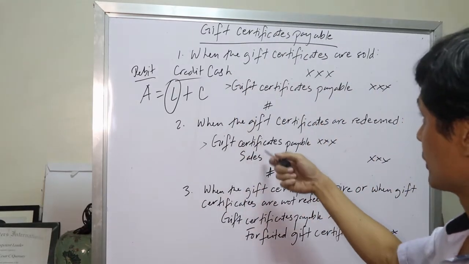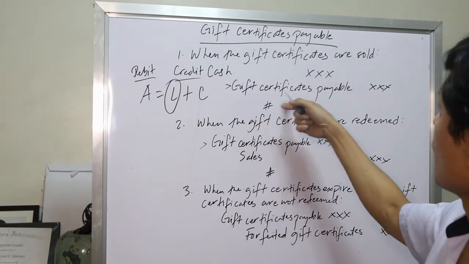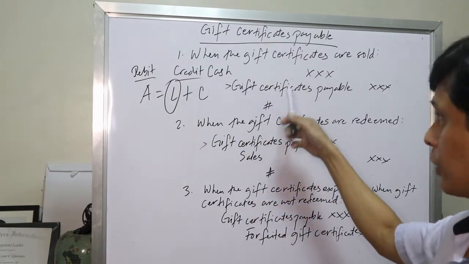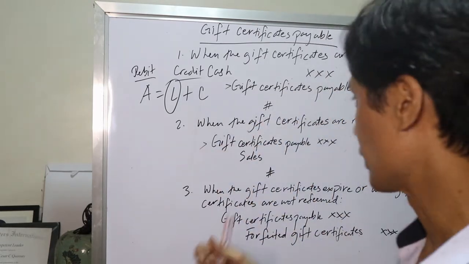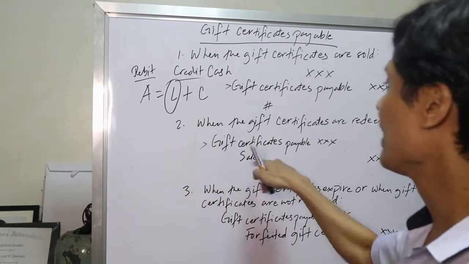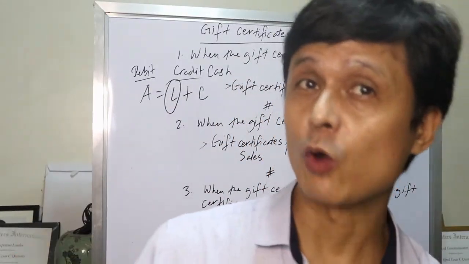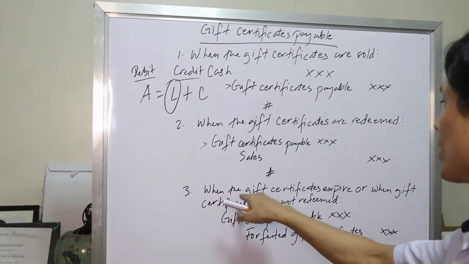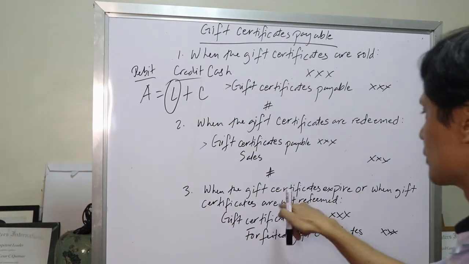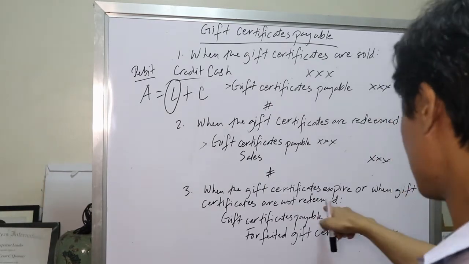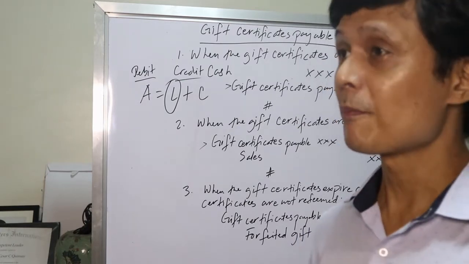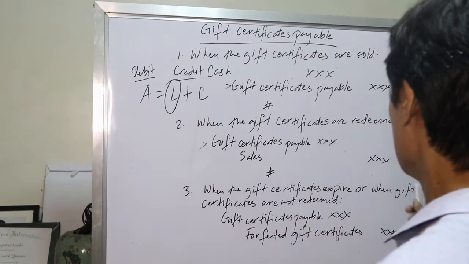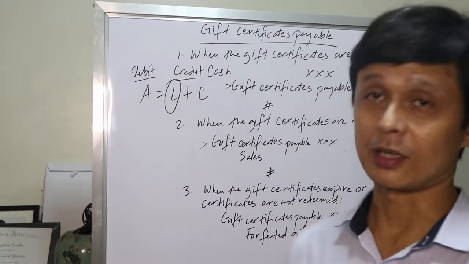That's why in the first scenario, naka-credit siya kasi hindi pa natin nare-render or hindi pa nire-redeem yung gift certificate. Now, pagka na-redeem na yung gift certificate, i-debit na natin and credit na natin sale. So pwede na tayong mag-recognize ng sale. This is accrual accounting method. And number 3, when the gift certificates expire or are not redeemed, debit gift certificates payable, so mababawasan yung utang nila, and credit forfeited gift certificates.